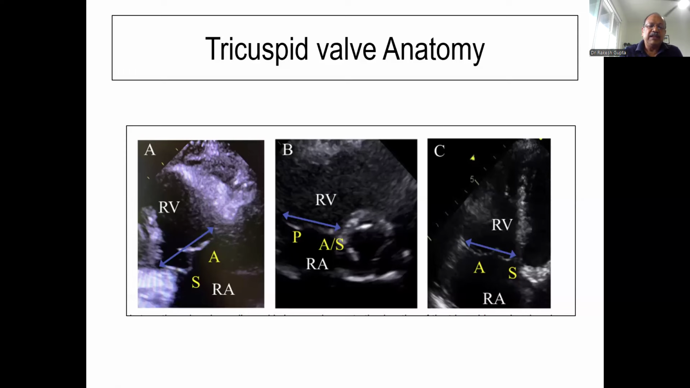aorta. And why do we talk of these leaflets' anatomy? Because when we have vegetations, we have to identify which particular leaflet is involved, whether it's septal, anterior, or posterior. And these views, if you remember, whenever we talked of evaluation of the tricuspid valve, we always said we need to look at all the different views. So in looking at tricuspid valve anatomy, remember, the posterior leaflet is always seen in the parasternal short axis view at aorta.